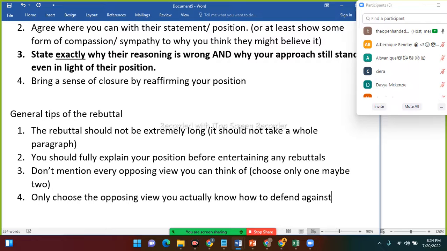Some opposing views you actually don't know how to refute. If you don't know how to refute it, just leave it alone. Just be like, you know what? That one I ain't gonna talk about because that one clearly debunks my argument. So let me just leave that alone. Don't mention any opposing view that you can't fight against properly.